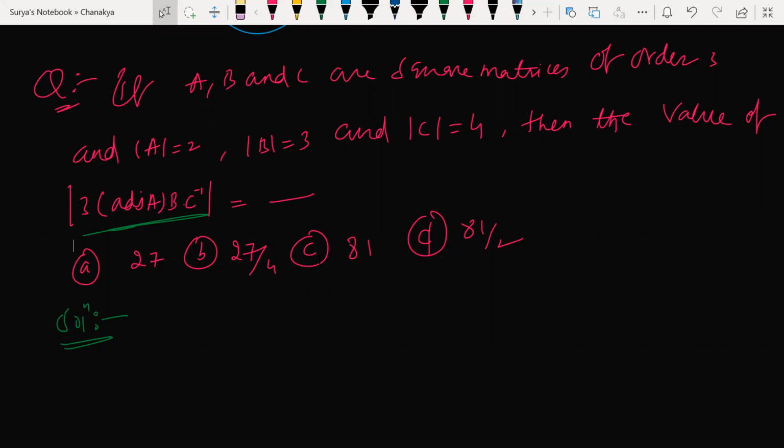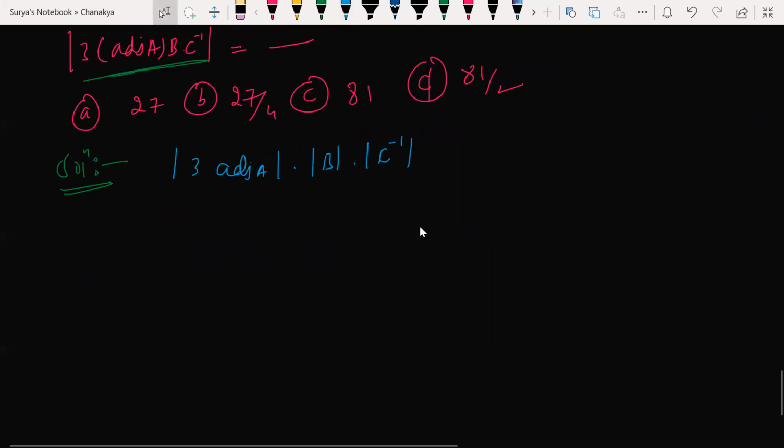Guys, very simple question. I can't give this much time. I'm sorry. Look at this here. Very simple. See here, this can be written as what? Just now I told you, this can be written as 3 times adjoint of A, determinant of B into determinant of C inverse. Correct? Now, 3 times adjoint A can be written as 3 cube into adjoint A. Determinant of B, let us write as it is. This can be written as 1 by determinant of C. So adjoint A formula is what now?